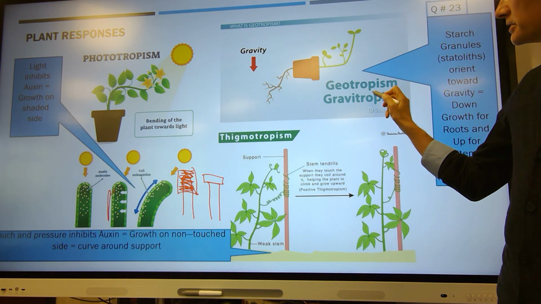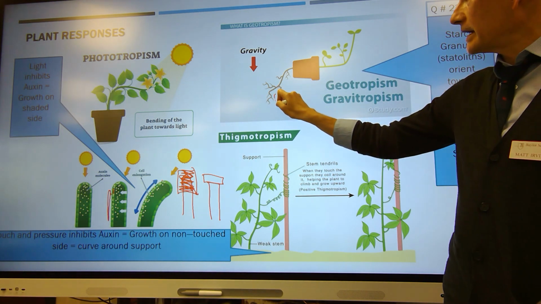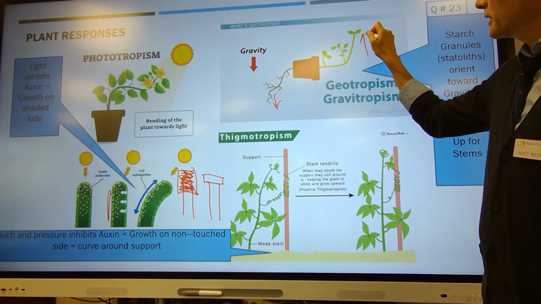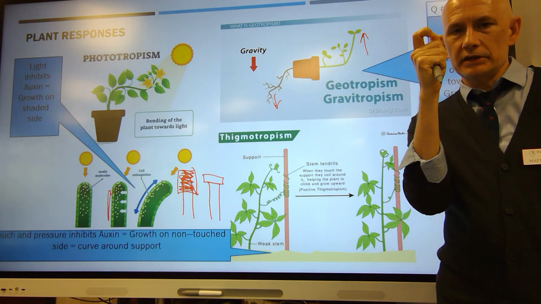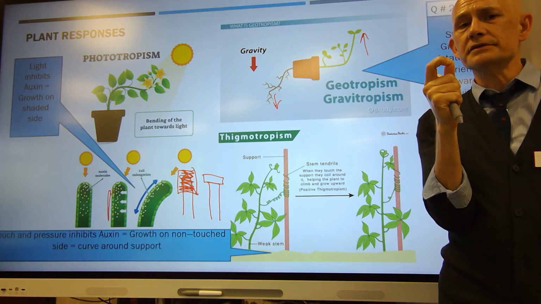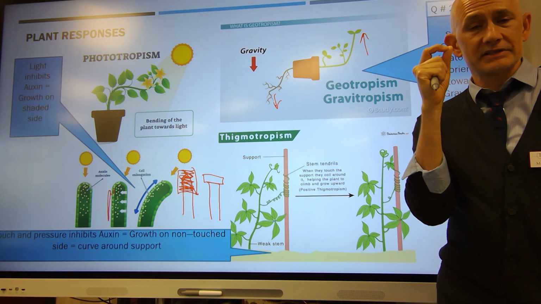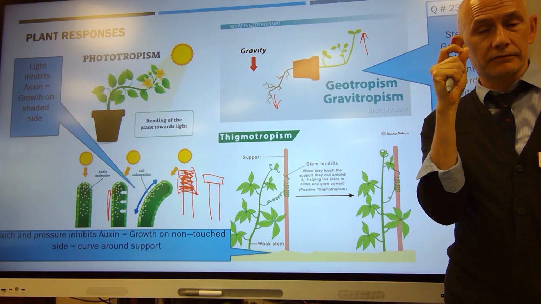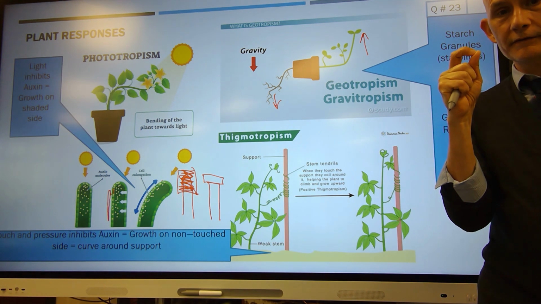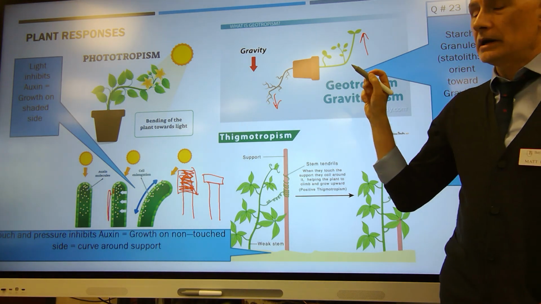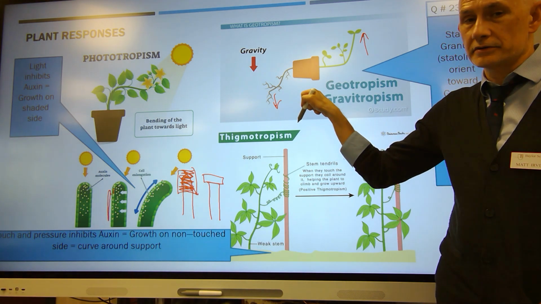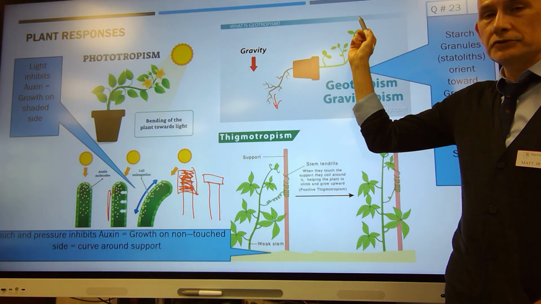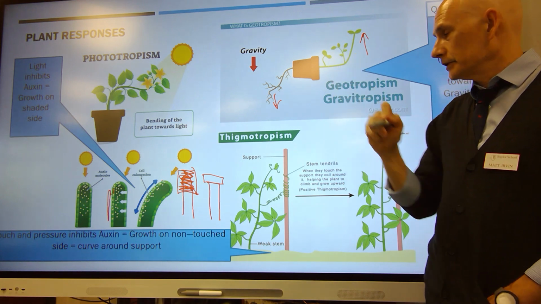Gravitropism or geotropism: roots growing down, shoots growing up. That's because there are little starch granules in the cells. That is your stimulation. That's your cell receptor, the movement of those granules. And then your cell response is different in roots. That causes the cells to grow down, but shoots are going to grow up.